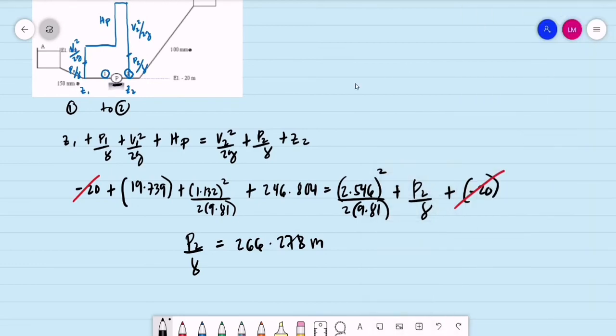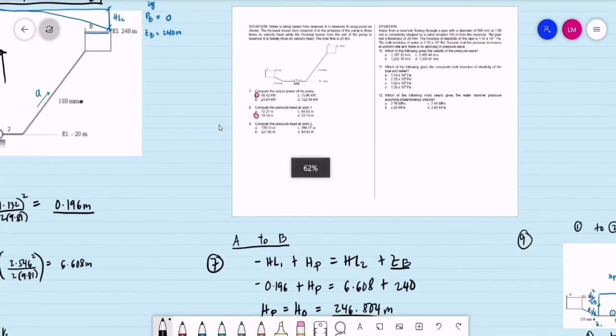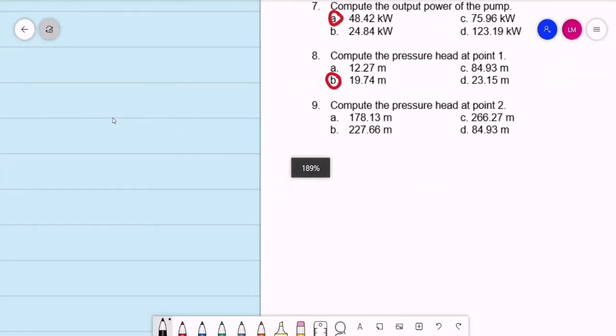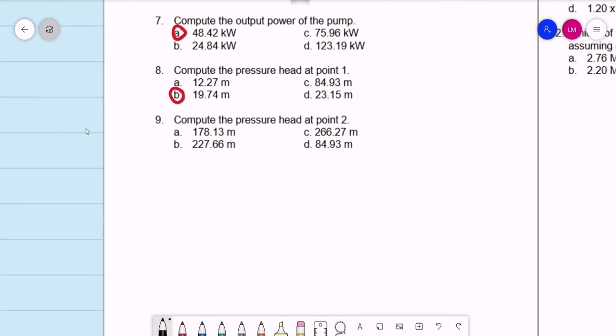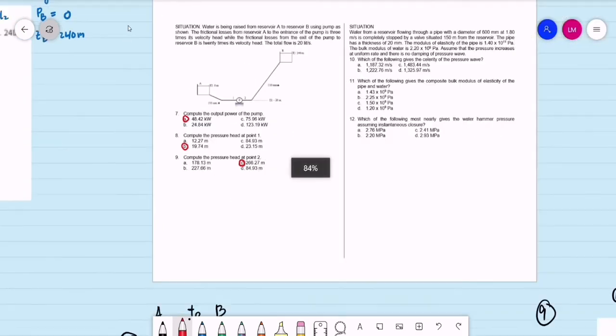So let us check this value sa choices. Question number 9. Ayan, so closest value we have letter C. That is 266.27 meters. Ito na yung solution natin for 7-2. Okay, problem 7-9.